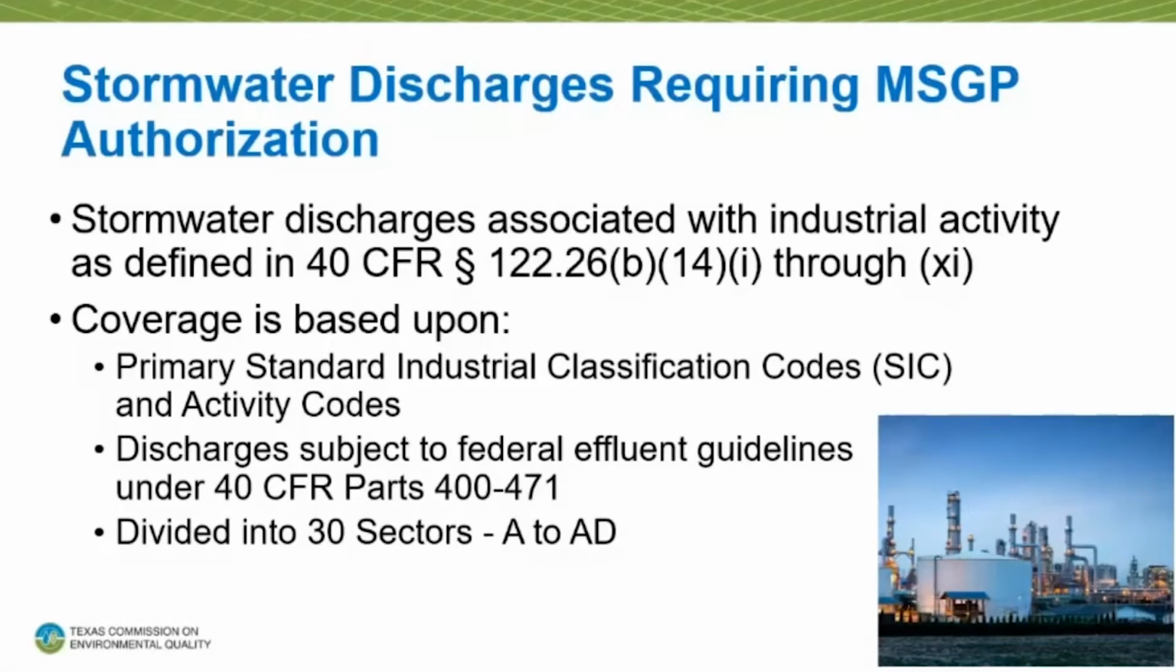Coverage could also be based on a facility having discharges that are subject to federal effluent guidelines. You know, those are also described in the federal rules. So specifically, that's in 40 CFR parts 400 to 471. And then based on this information, we divide the permittees into 30 sectors, and the sector is just how we group similar activities under the general permit. And they're labeled A through AD.